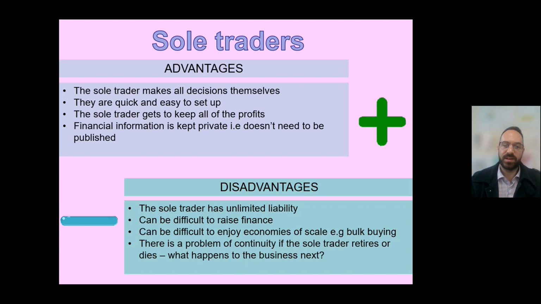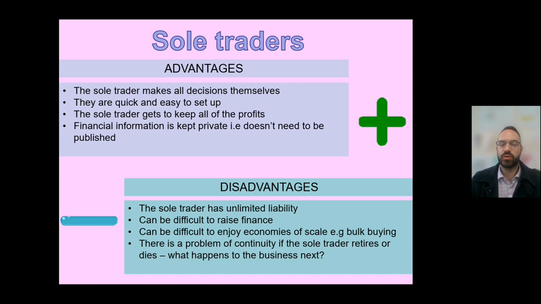A disadvantage of this is a sole trader has unlimited liability. So we'll talk about that in a second, but ultimately unlimited liability is that if you make some bad choices, you are personally liable for your creditors. So if you don't pay your bills, people can come after you personally, not just your business. Ultimately, that's what unlimited liability is, but we'll go through those definitions shortly.